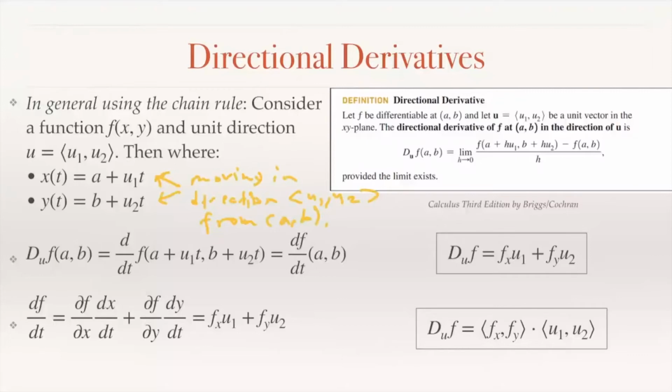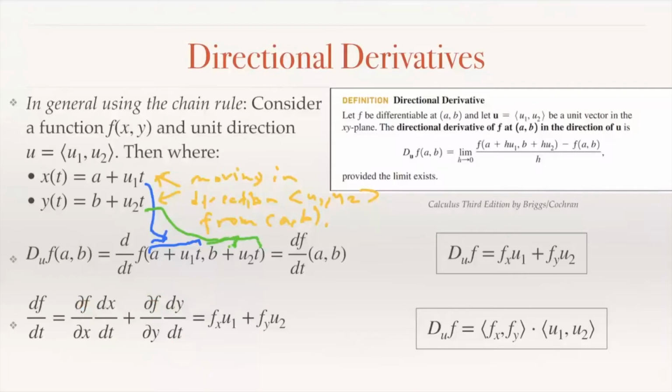Okay, and then we do this clever thing. That would mean that the directional derivative in our desired direction is d/dt of f of (a plus u1 t, comma y, which is now b plus u2 t). And then we can apply the chain rule, which we learned in the previous section. Plugging into the chain rule is del f del x dx dt plus del f del y dy dt.